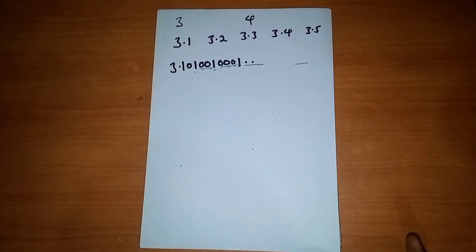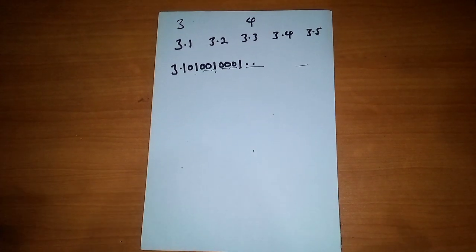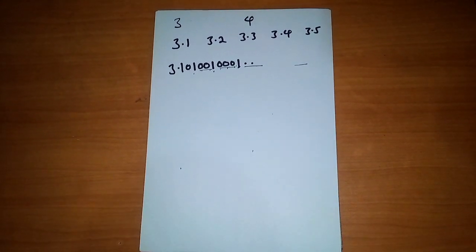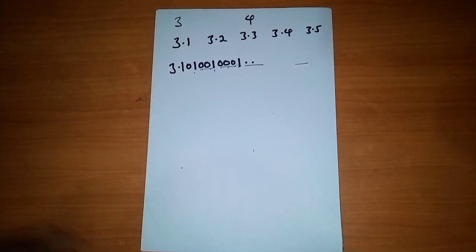The other method, you're simply going to use it when you're looking for one irrational number that is existing between two given numbers.